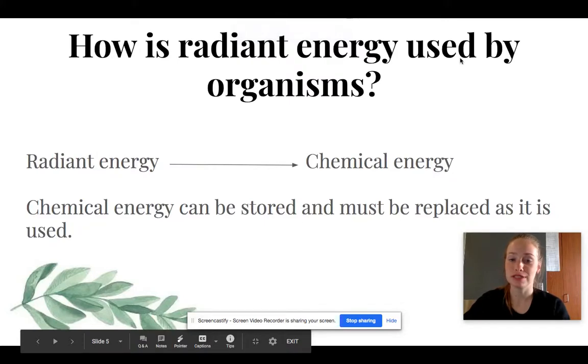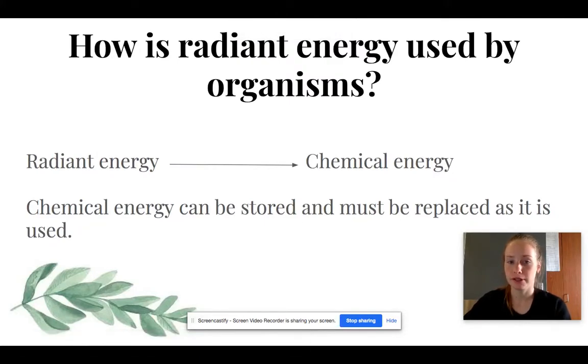Before plants can use this energy, they do need to convert it. So they take the radiant energy from the sun and they transform it to chemical energy. And the reason why they need to do this is because chemical energy is the only type of energy that can be stored. So that way they can keep it in their stems, their leaves, and that way they can use it later on when perhaps there is no light, for example. So at night they could use it. The only downside about chemical energy is that it does have to be replaced as it is used. So they do need the sun every now and then to create more and more chemical energy.